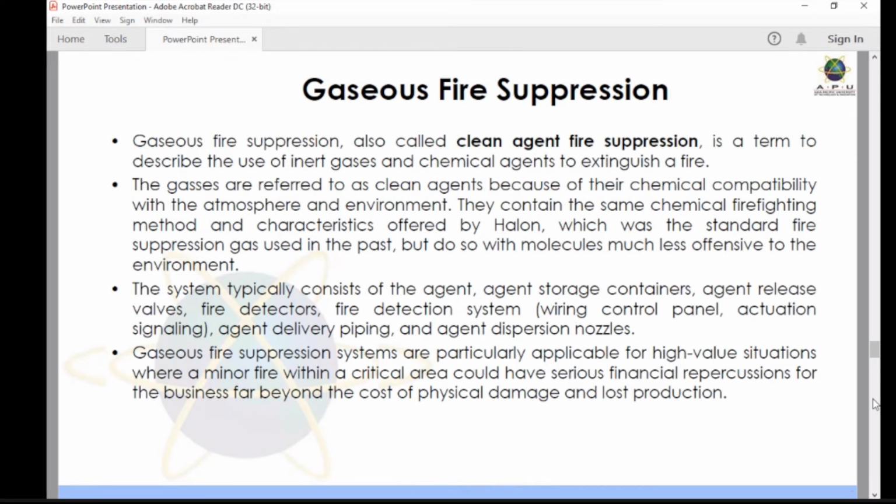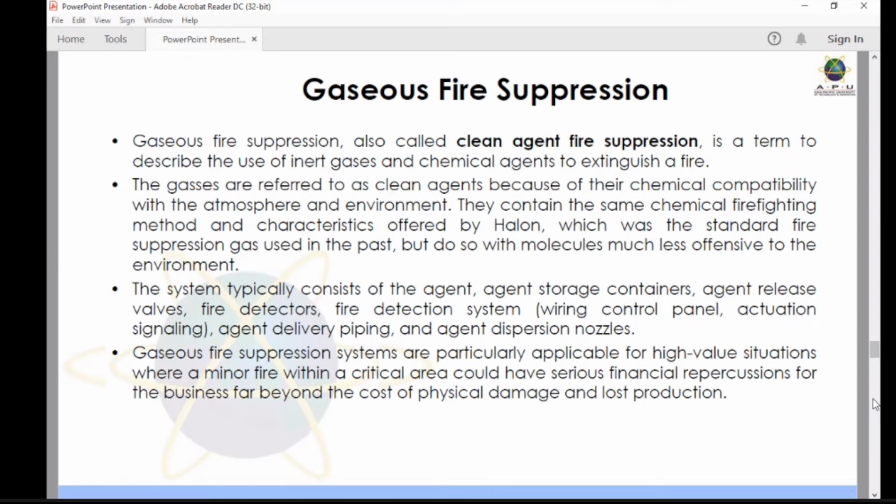Gaseous fire suppression. We discussed the water and mist, okay, and carbon dioxide. But carbon dioxide is also a gas. But here we'll discuss a different type of gas that can be used to extinguish fire. Gas fire suppression, also called clean agent fire suppression, is a term to describe the use of inert gases and chemical agents to extinguish a fire. So either you use chemical or gas.